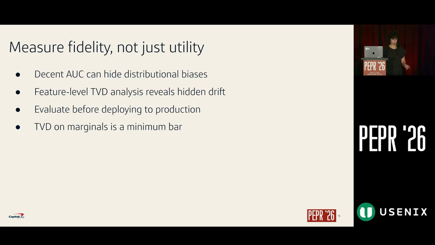The other thing that I just want to call out is measuring fidelity and not just utility. So not just the performance of the classifier, because like I showed you for epsilon equals 1, it actually looked pretty good for profile-then-simulate. But when you drilled down into the total variational distance of the features, you could see that the LLM was actually not taking the information.